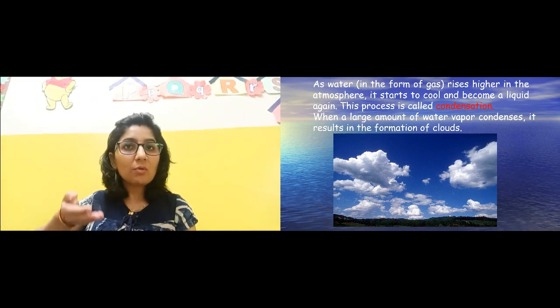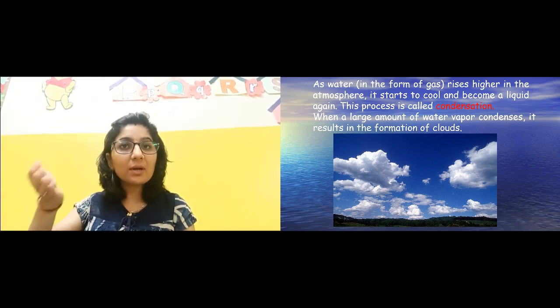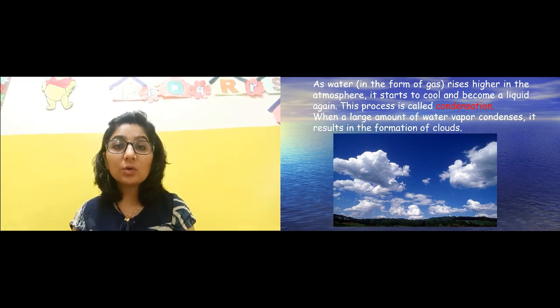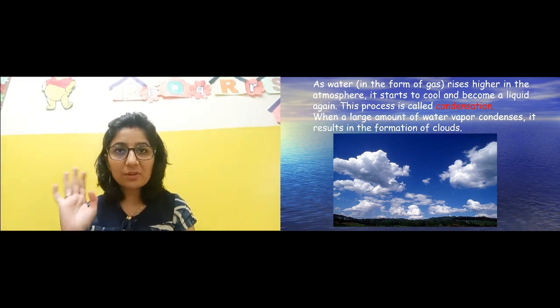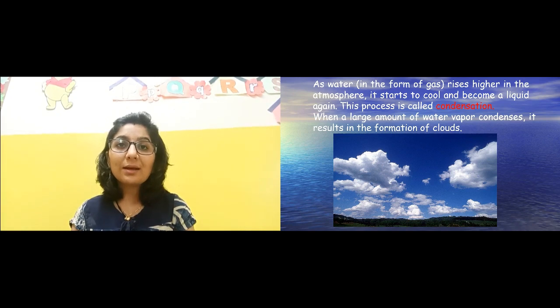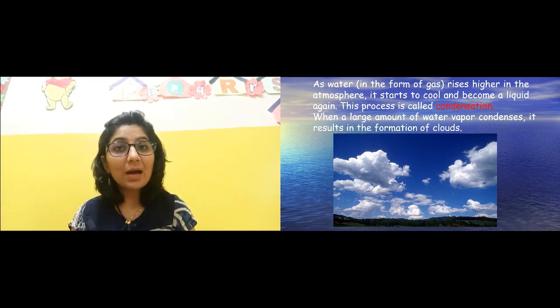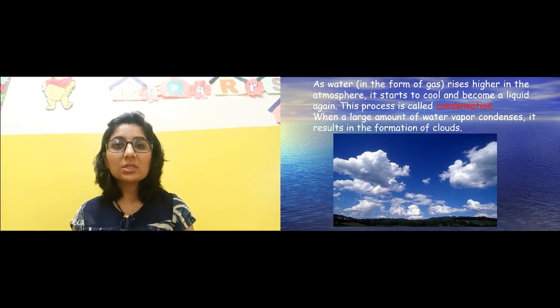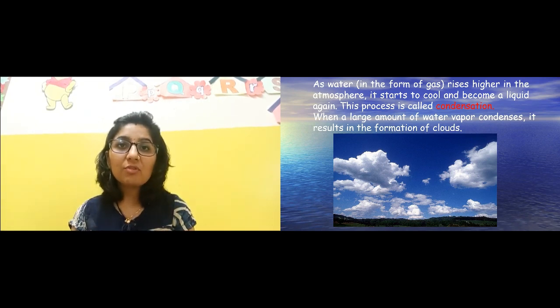The water evaporated and went up in the form of vapor, and again that vapor will get converted into water up in the atmosphere only. So the condensation will take place. That means water droplets will be formed, and when a large amount of water vapor condenses, it will form the cloud. When all the water vapors get condensed, they will form the cloud.